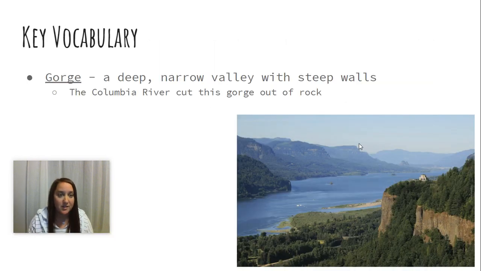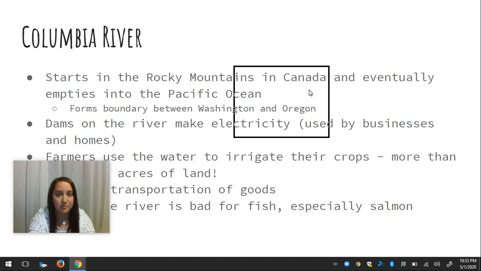My first one is key vocabulary that you read about. So first, you probably saw the heading and maybe wondered what a gorge actually is. A gorge is a deep, narrow valley with very steep walls. So what I did is I pulled over here the picture that you actually had in your social studies textbook, which shows you what the gorge looks like. And the Columbia River actually cut this gorge out of rock, and you can see the rock there on the side. So I thought that was a pretty cool picture.